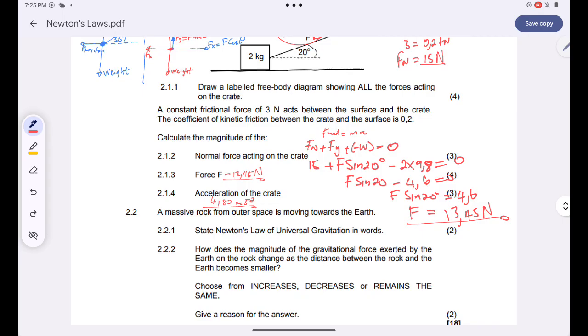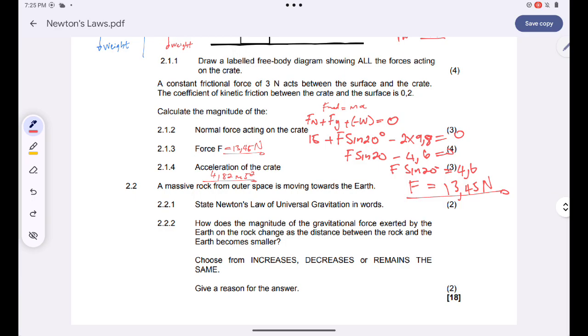Okay, state Newton's law of universal gravitation in words. It simply states that any particle in the universe will attract any other particle with a gravitational force which is directly proportional to the masses of those particles and inversely proportional to the square of their distance apart from their centers.